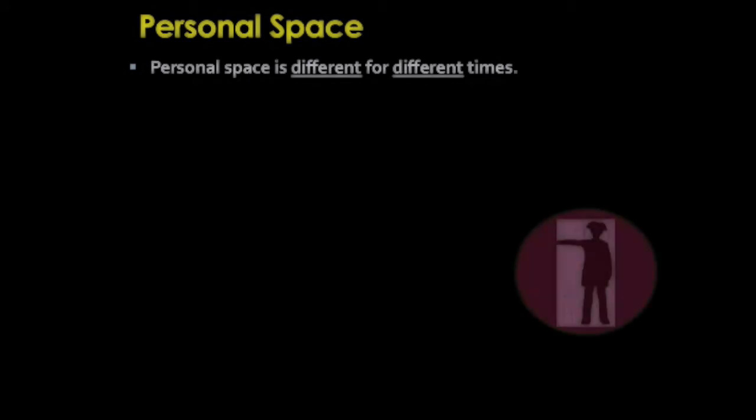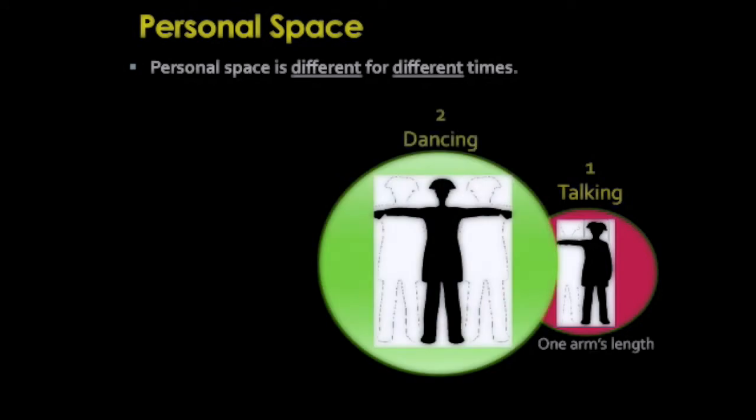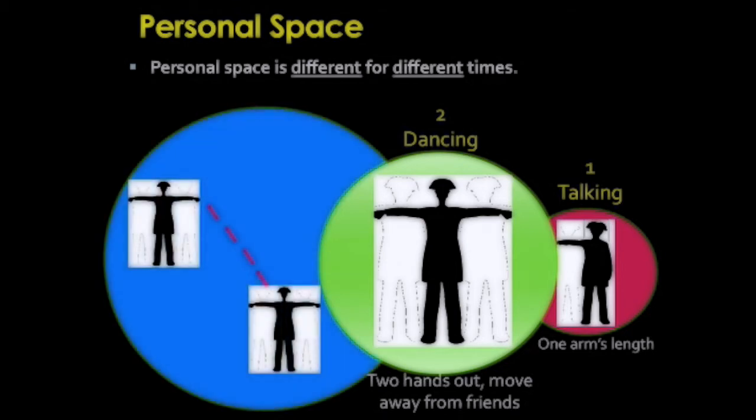Let's recap personal space. Personal space is different for different times. 1 arm's length is good for talking with friends and teachers. For dancing, having 2 hands out is a safe distance. And thirdly, when friends are upset, I must stand far away. All of these are showing good actions.